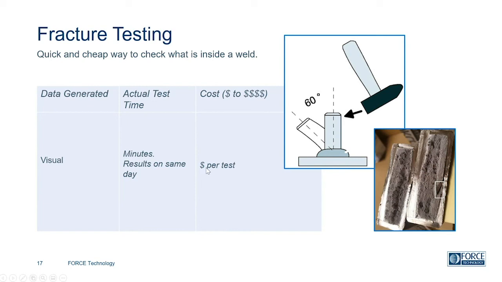Therefore, the cost per test is on the cheap side. It's one of the cheaper tests to do. It gives us visual data, and it can tell us quite a lot, because it's a quick way to tell us what's happening inside the weld. If we do non-destructive testing, ultrasonics or radiography or dye penetrant, we can't see as accurately, as clearly inside the weld as we do if we break it open.